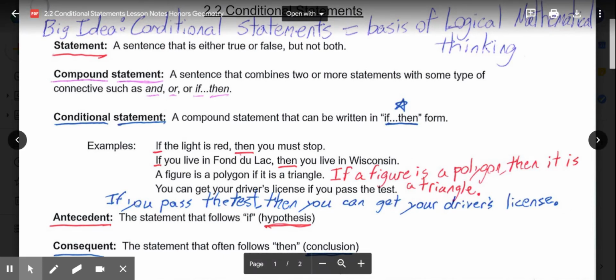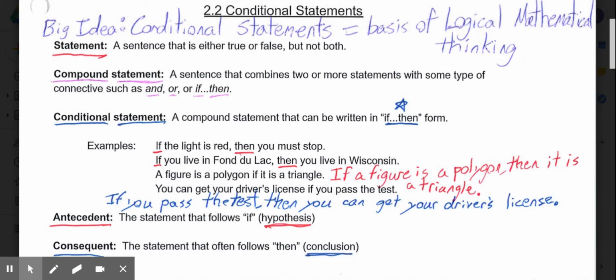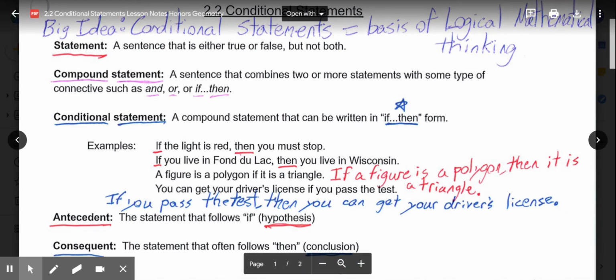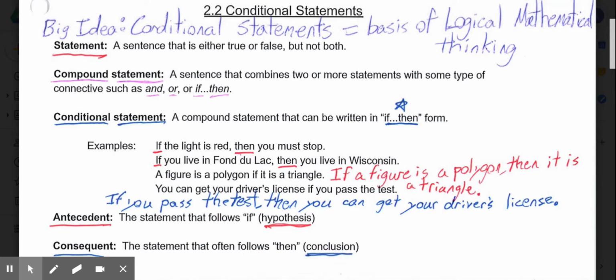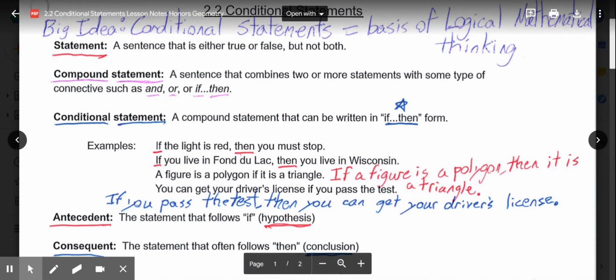And our next one: you can get your driver's license if you pass the test. We could rewrite that as our if-then conditional statement: if you pass the test, then you can get your driver's license.